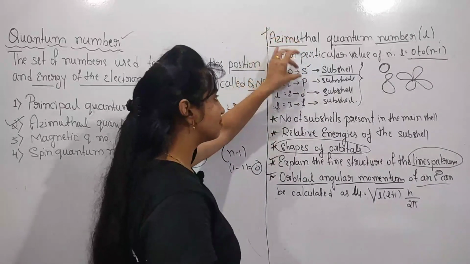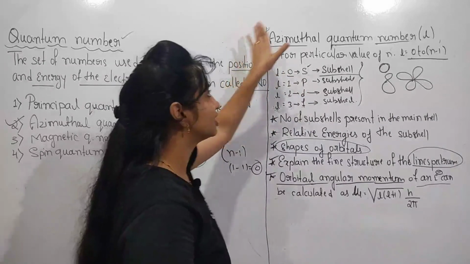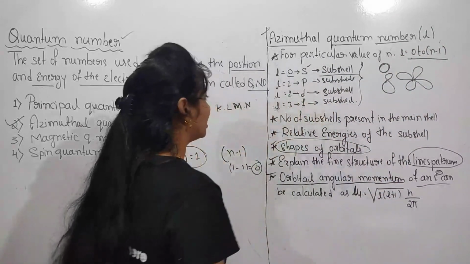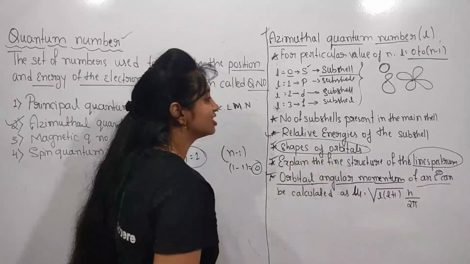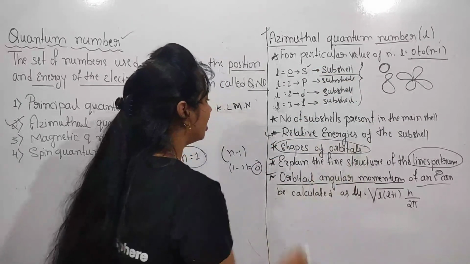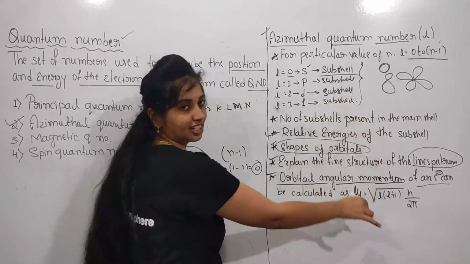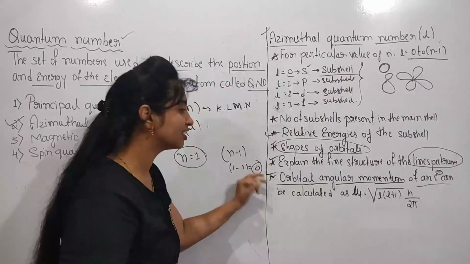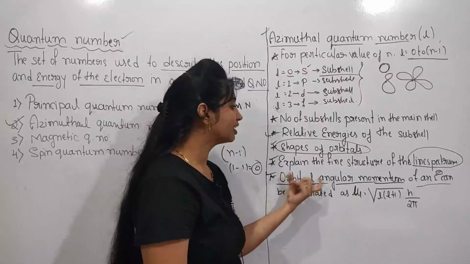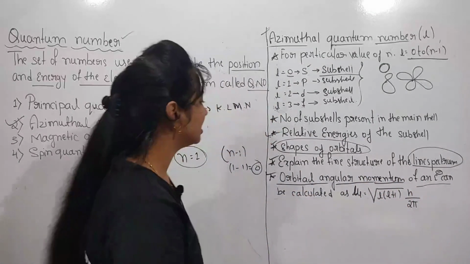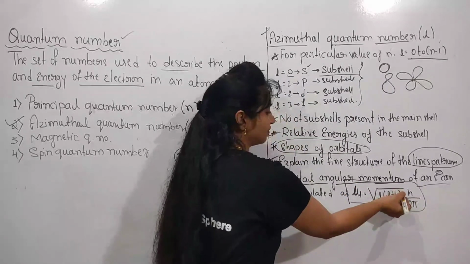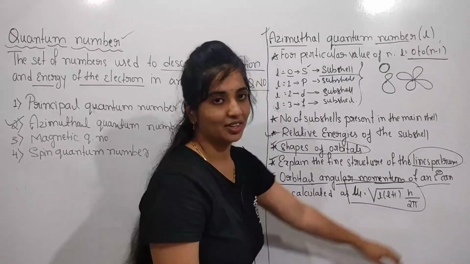Those are s, p, d, f, and it is denoted by l, and its values start from 0 to n minus 1. Next, it gives the relative energies of the subshells and the shape of the orbitals with the help of these subshells. It explains the fine structure of the line spectrum, and it helps to calculate the orbital angular momentum of an electron by this formula: mu l equals square root of l into l plus 1 into h divided by 2 pi.